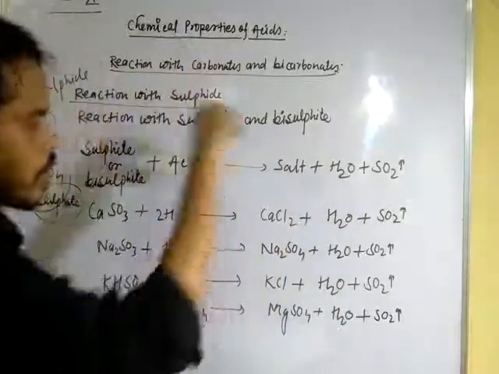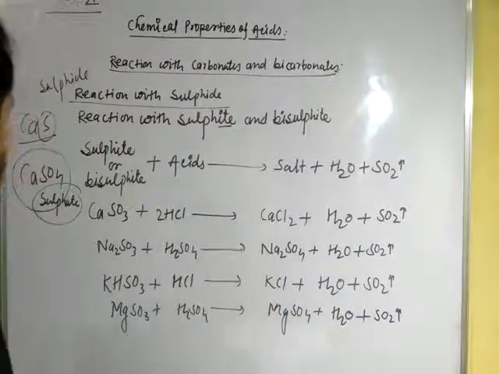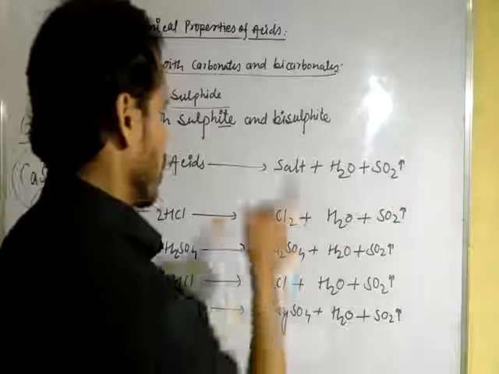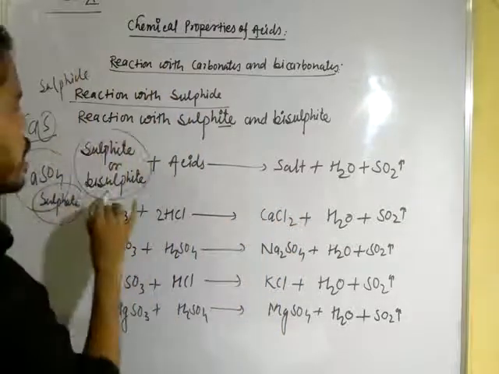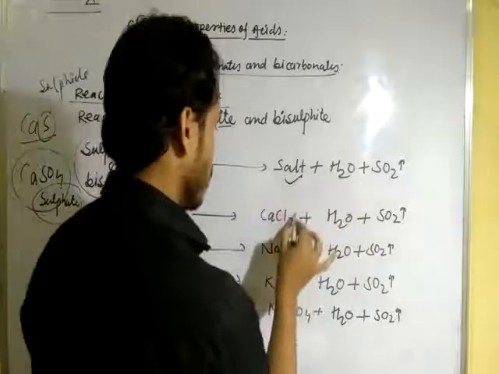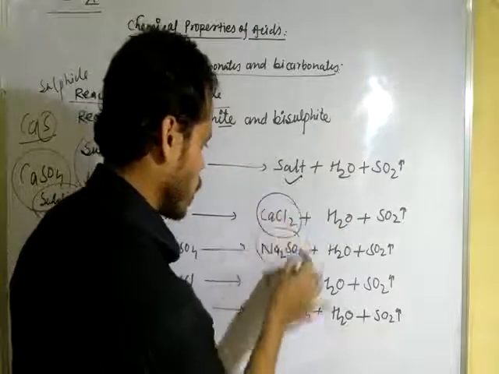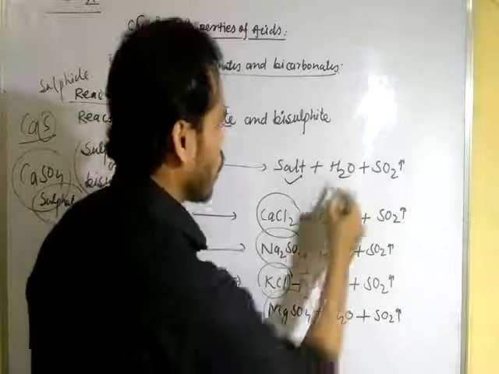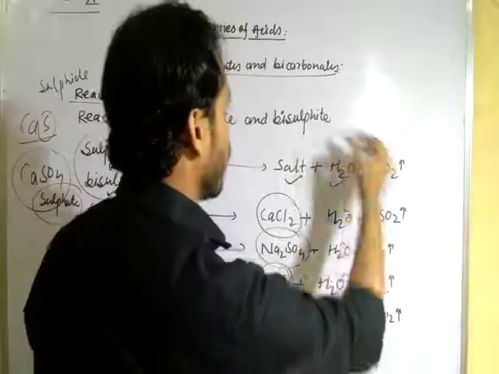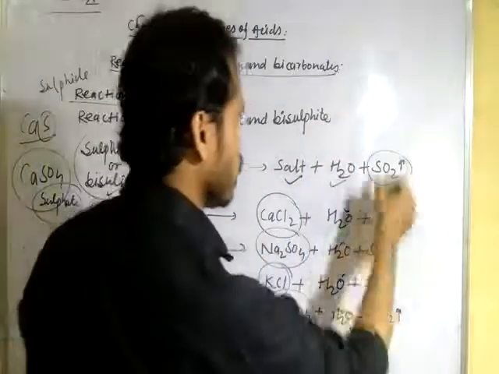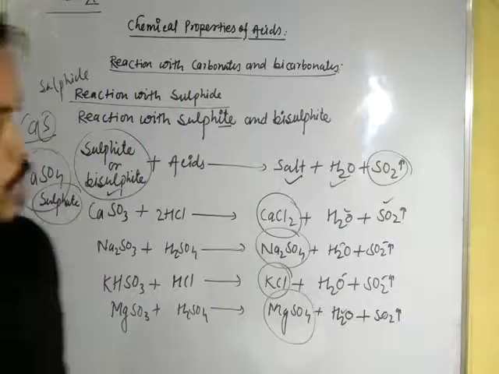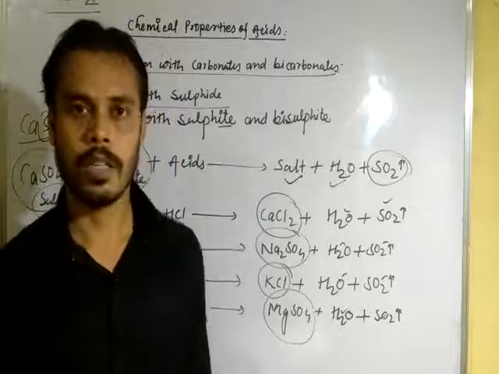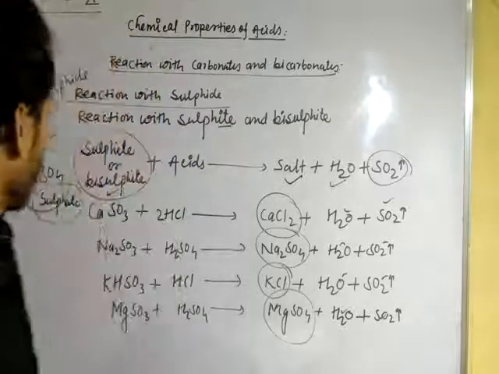So in all cases you are seeing that when acid is treated with sulfite or bisulfite, it always forms salt and water and sulfur dioxide. In every case you are watching that sulfur dioxide is released.